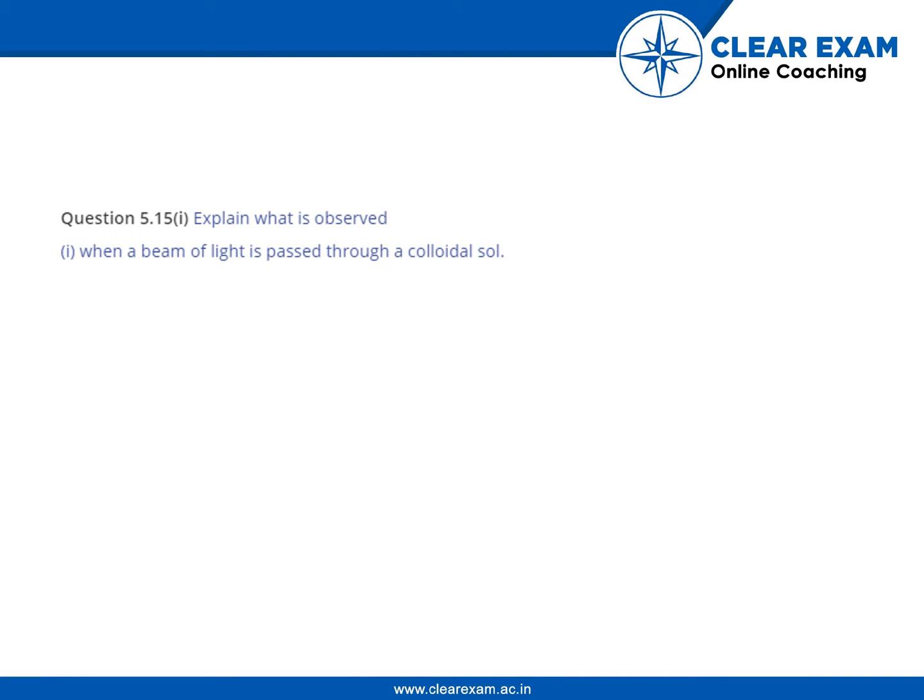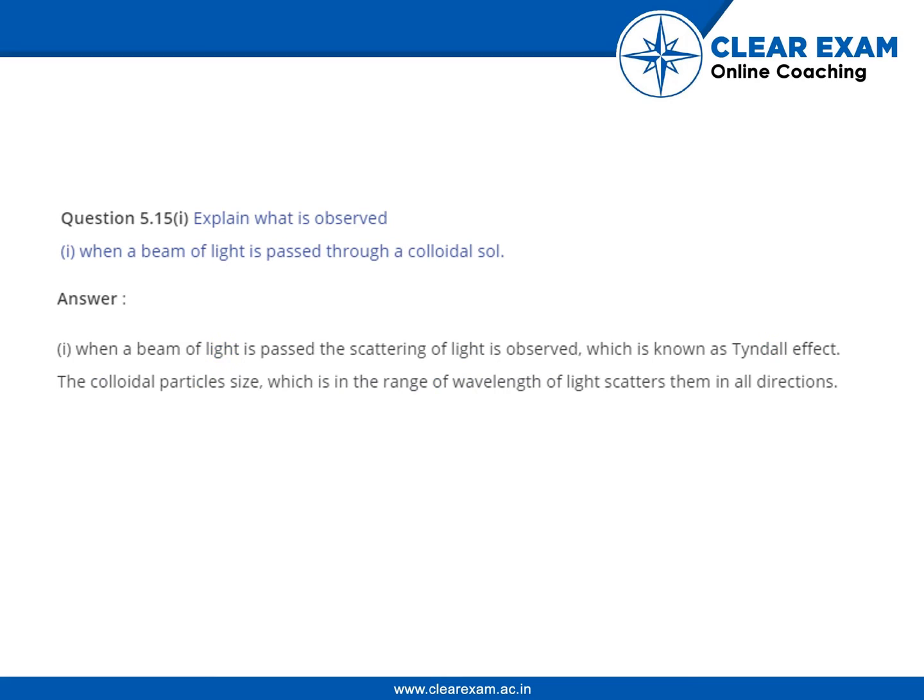The question is, we have to explain what is observed when a beam of light is passed through a colloidal solution. Okay. So the answer is, when a beam of light is passed, the scattering of light is observed. What is observed? The scattering of light. Okay. So it is very easy.